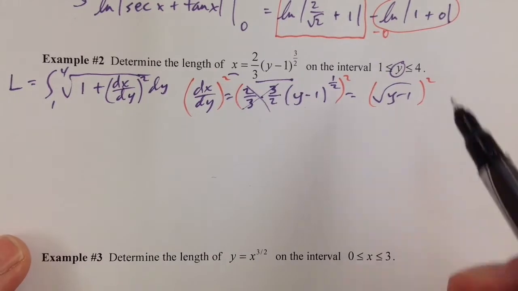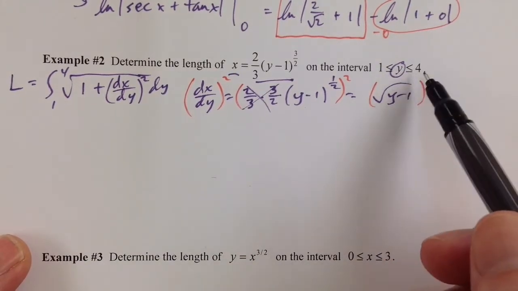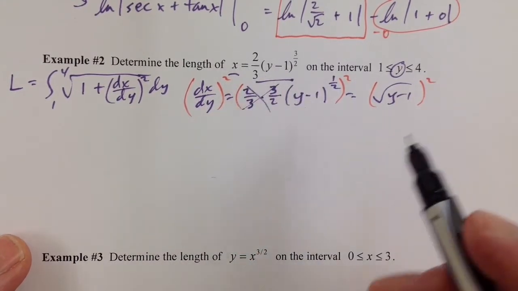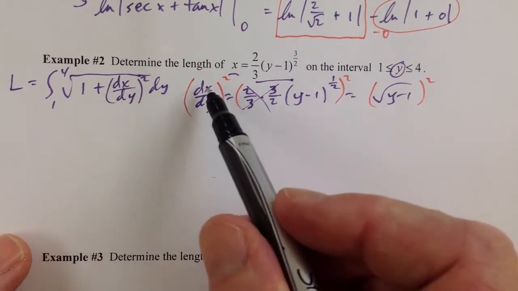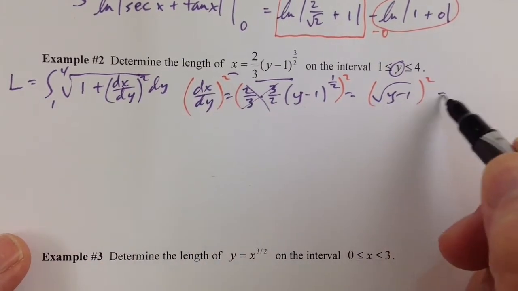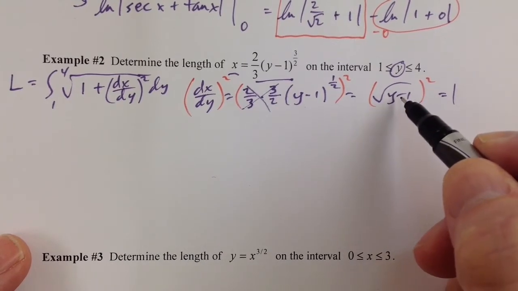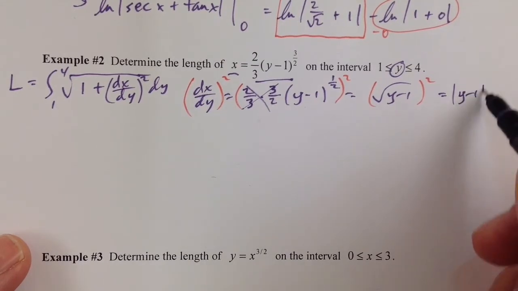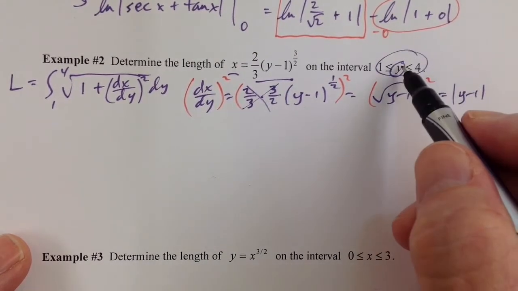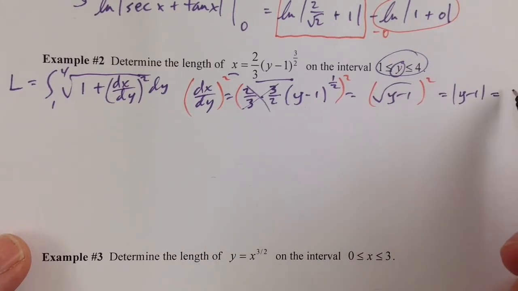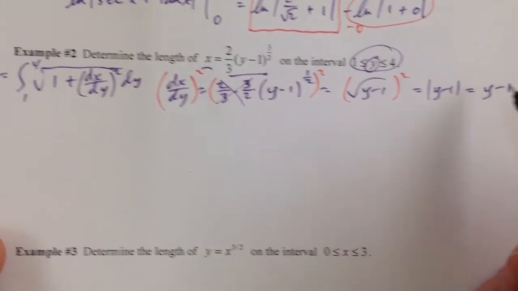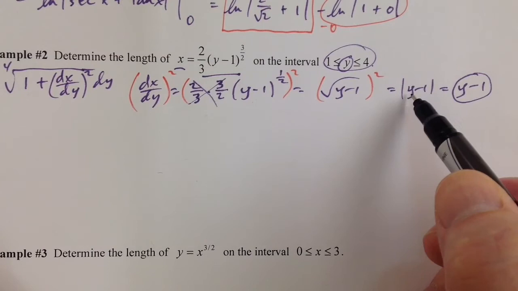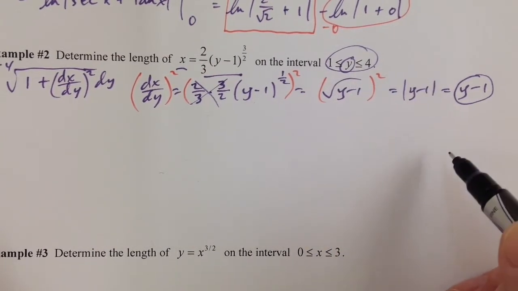Just make sure your limits of integration are in terms of y, and that x is in terms of y as well, or the function x is defined in terms of y. So again, we're looking for (dx/dy) squared. We've got that. Now again, in general, the square root of something squared gives you the absolute value of y minus 1, but y is between 1 and 4, so we don't need those absolute value bars, because y minus 1 will be 0 or greater between 1 and 4. Okay, so we've got that.